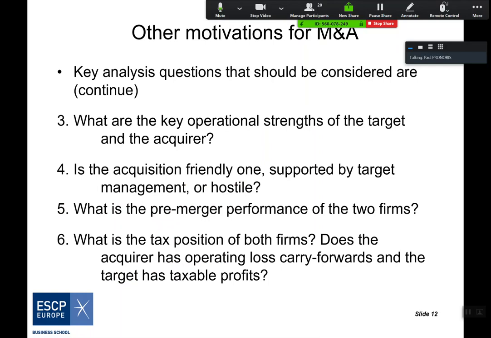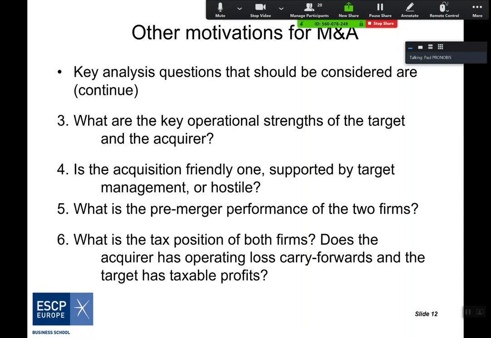A merger report should then also include a discussion of the key operational strengths of the target and the acquirer, see how well those fit, and also maybe a brief discussion on whether this is a friendly acquisition, meaning supported by the target management, or whether this is a hostile acquisition, where the target management fights against being acquired.